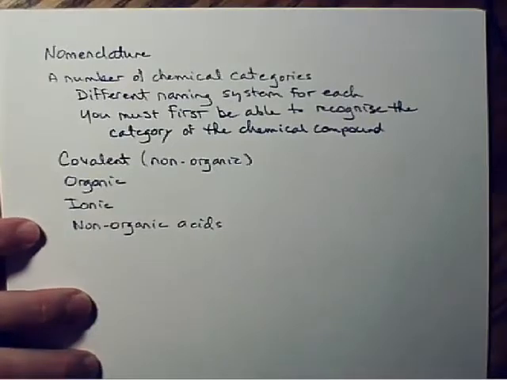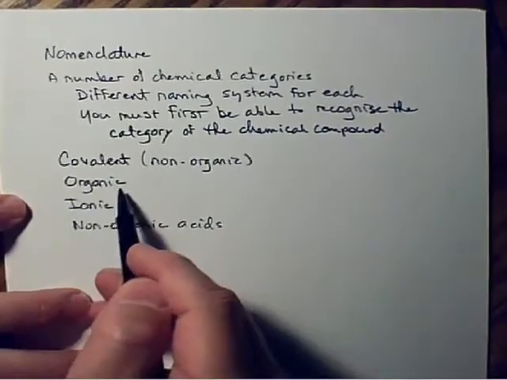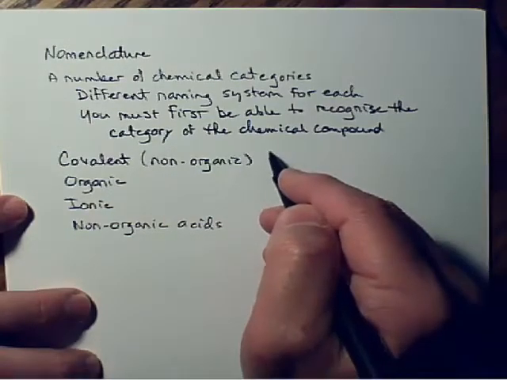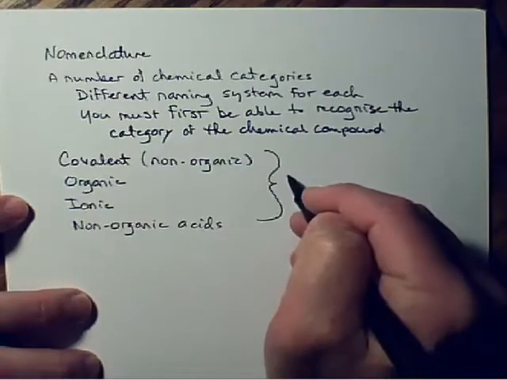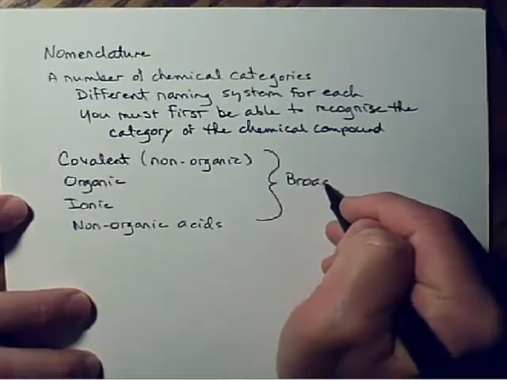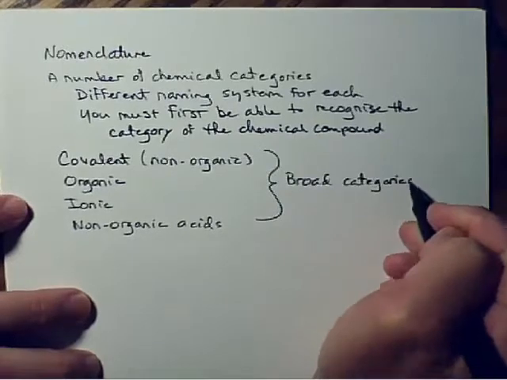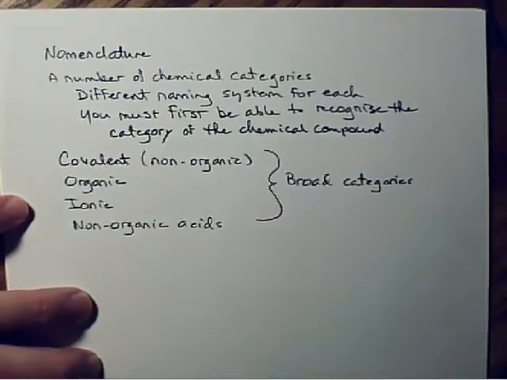Now the organic category includes some acids. So there will be some acids under the organic category that you have to name as an organic acid. And so you have to be able to recognize when you have an organic acid and when you have a non-organic acid. Okay? So these are broad categories. And there are always exceptions.